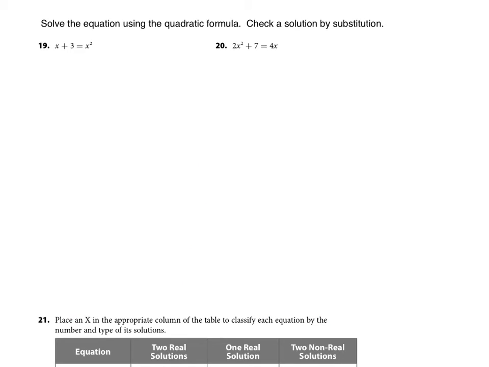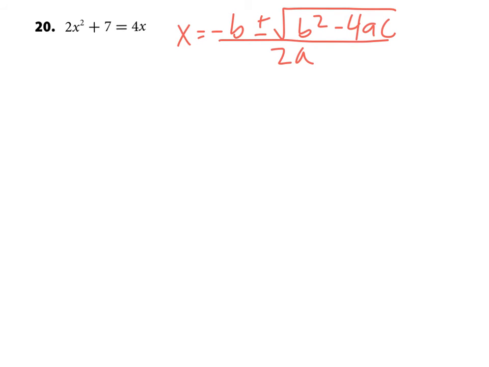I know we have a 6-minute video so far. I just want to finish this up. We're going to try number 20. I'm going to do it with as little talking as possible. Just get this done in a couple of seconds. We have to solve the equation by using the quadratic formula. And then you have to check your solution by substitution. I might leave this part out. We'll see what happens. Okay, here's our quadratic formula.